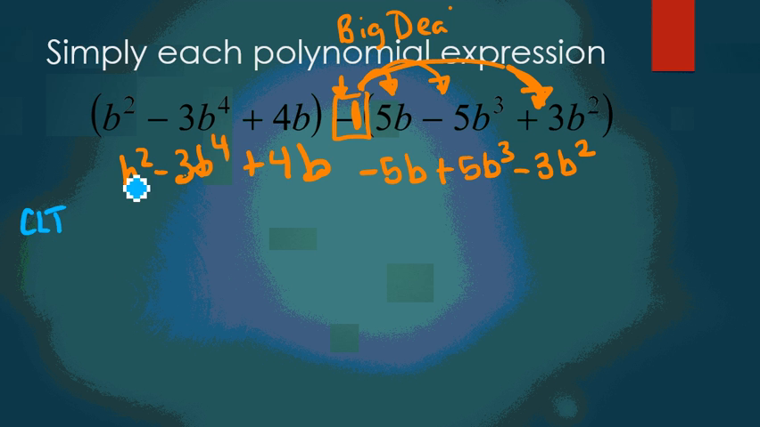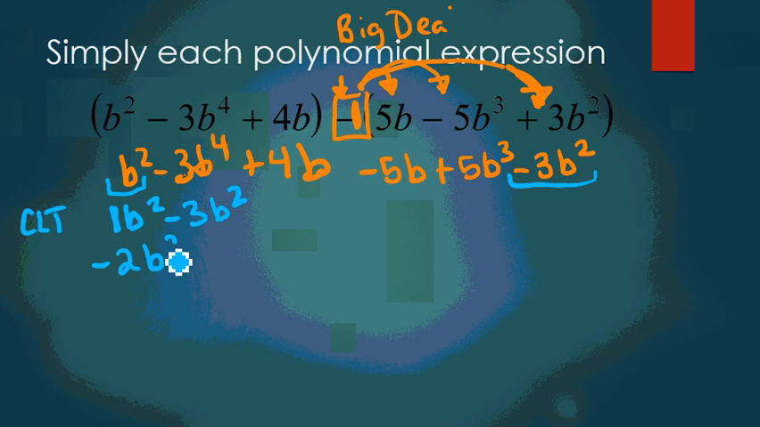All right, so we're going to look at b squared. And I see I have a minus 3b squared. So that's saying b squared minus 3b squared. Well, you got to remember there's a 1 in front of that b. So we have 1 minus 3, which is negative 2. Keep the b squared. All right, next step. Take a look at the negative 3b to the fourth.